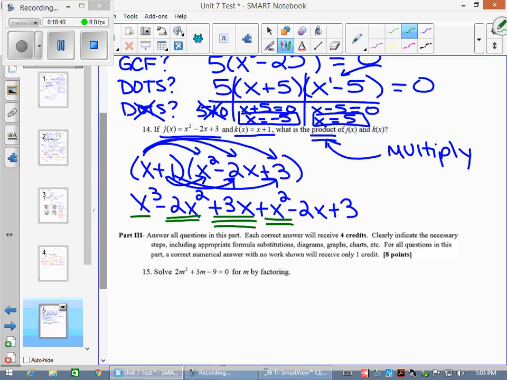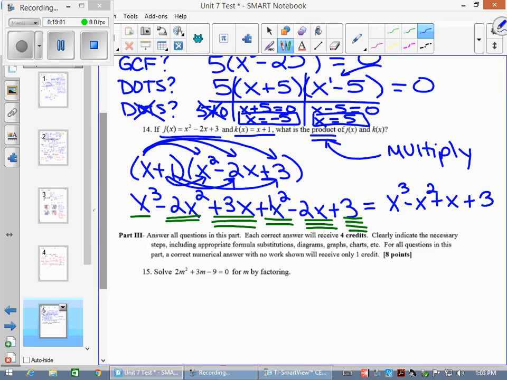So when I go to write this in simplest form, x to the third stays itself. If I take a negative 2x squared and add it to a positive 1x squared, I have negative 1x squared. Take a 3x and a negative 2x, I should have positive 1x. And again, that 3 constant term has nothing to combine with. It stays 3.